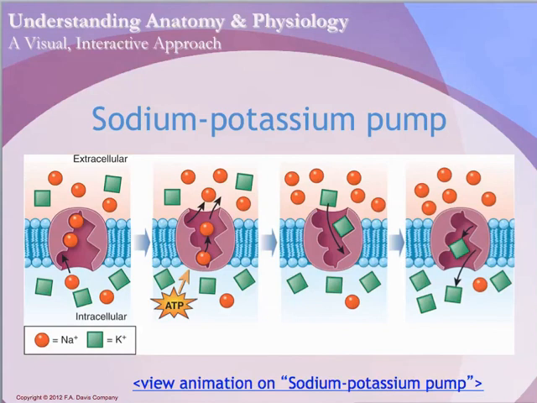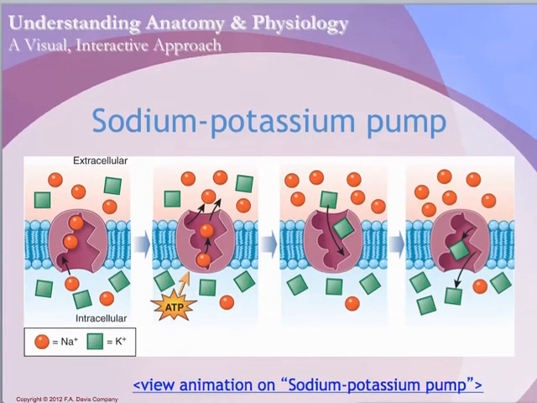Same thing here with sodium-potassium pump. We actually have to force these solutes to the areas where there's already a great concentration of them. So they don't really want to go there, which is why we have to use ATP. So let's watch the animation on this and we can see how that's going to work.